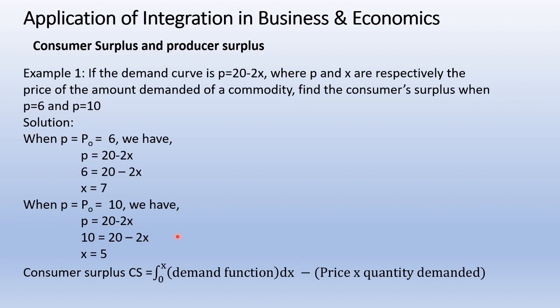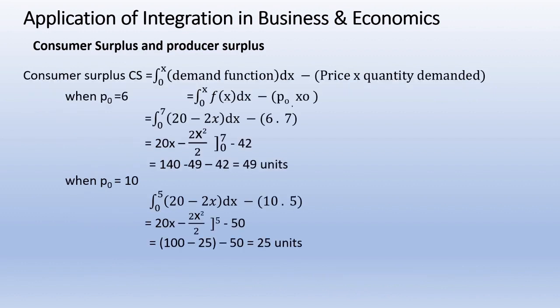Consumer surplus CS is equal to integration of demand function minus price times quantity demanded. Integrating demand function 20 minus 2x from 0 to 7 minus 6 times 7, we get this. Simplifying, we get 49. Similarly, for P naught equal to 10, integration of 20 minus 2x from 0 to 5 minus 10 times 5, we get this. Simplifying, we get 25.